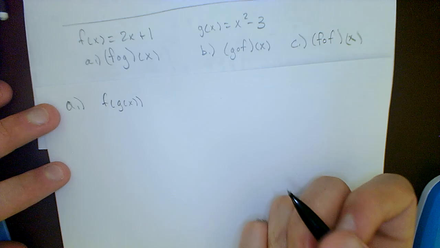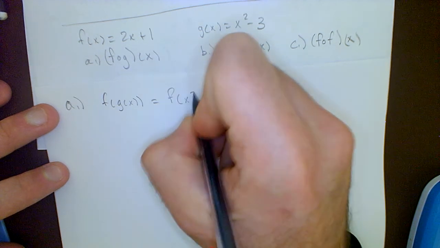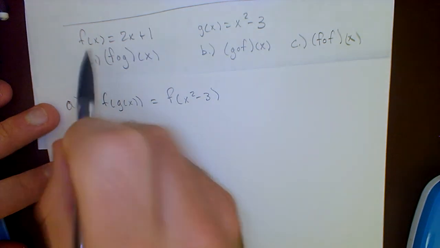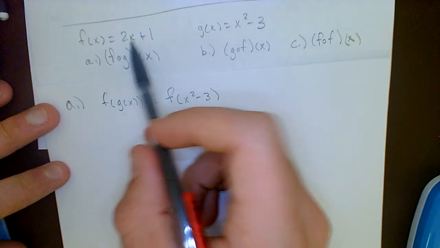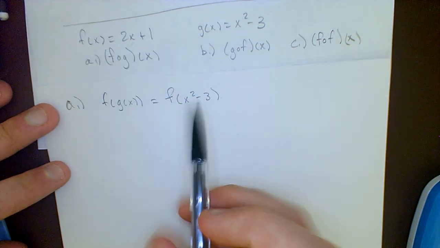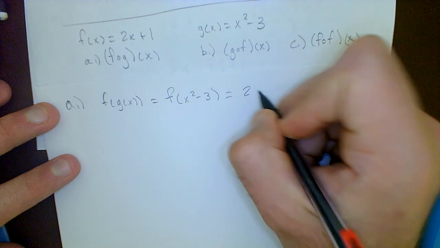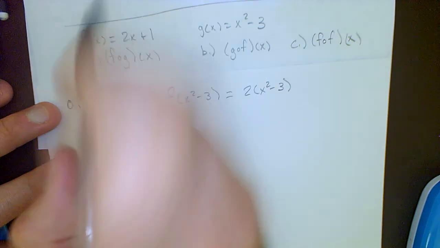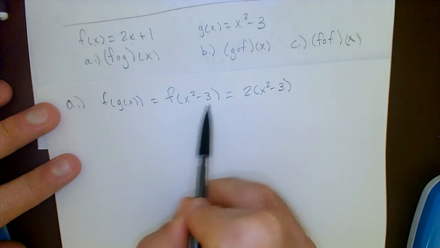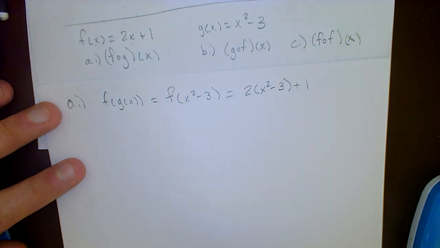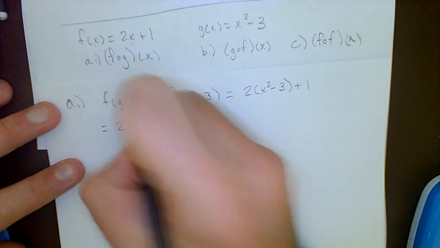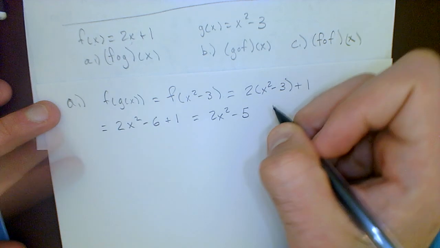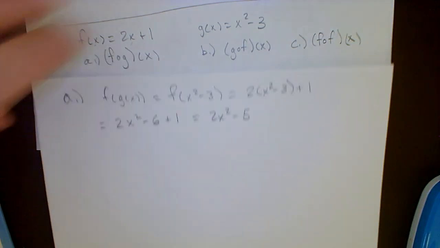So we have A, we take f of g of x, so that's equal to f of x squared minus 3. I'm just substituting x squared minus 3 in for g of x here. And now, if f of x is equal to 2x plus 1, then for f of x squared minus 3, wherever I see an x here, I have to put x squared minus 3 instead. So this is going to be 2 times x squared minus 3, 2 times your input. Here we're just inputting x, and here we're inputting x squared minus 3. And then I can't forget about the plus 1 there. Okay, so this becomes 2x squared minus 6 plus 1, which is equal to 2x squared minus 5. Okay, good. So that's part A.